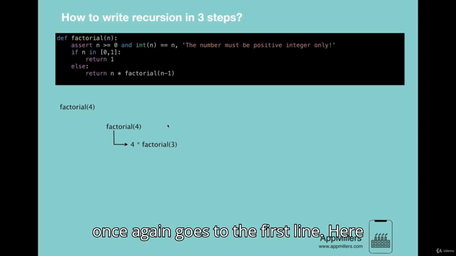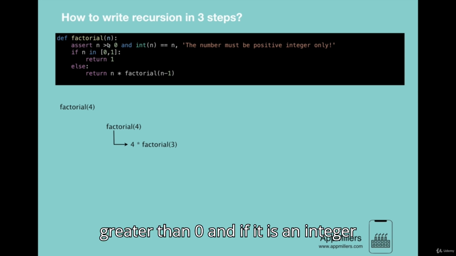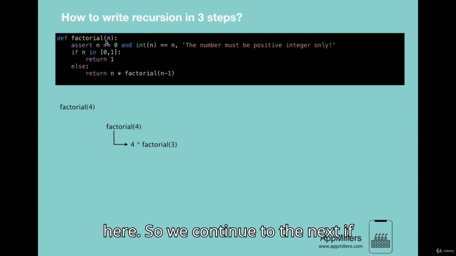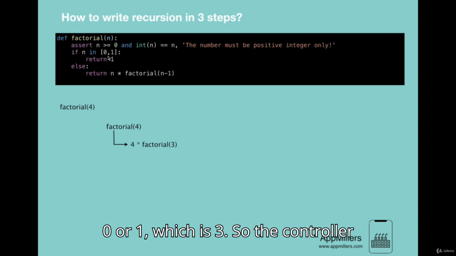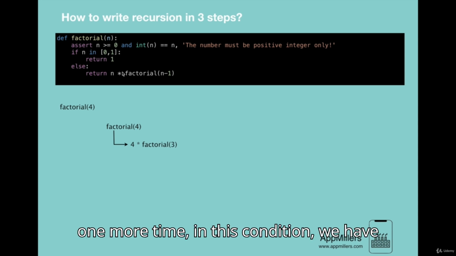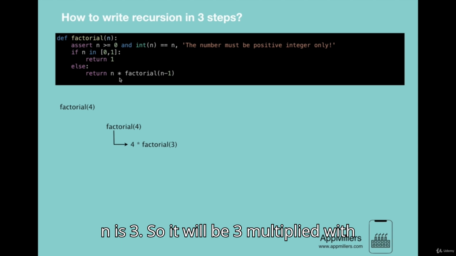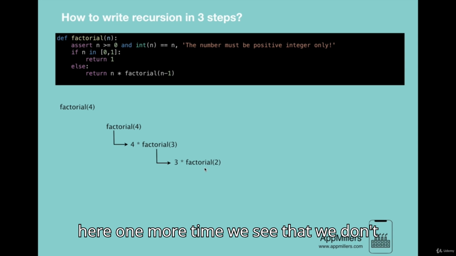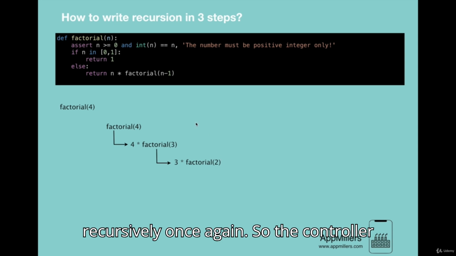So the controller once again goes to the first line. Here again we check whether 3 is greater than 0 and if it is an integer number, and we see that all cases are okay here. So we continue to the next if condition. Here we see that n, which is 3, is not 0 or 1, so the controller will continue to the else condition. Now one more time in the else condition, we have a return value which is n multiplied with factorial n minus 1. In our case, n is 3, so it will be 3 multiplied with factorial 2. Here one more time we see that we don't have any return value for 2, which means that our function will be called recursively once again.